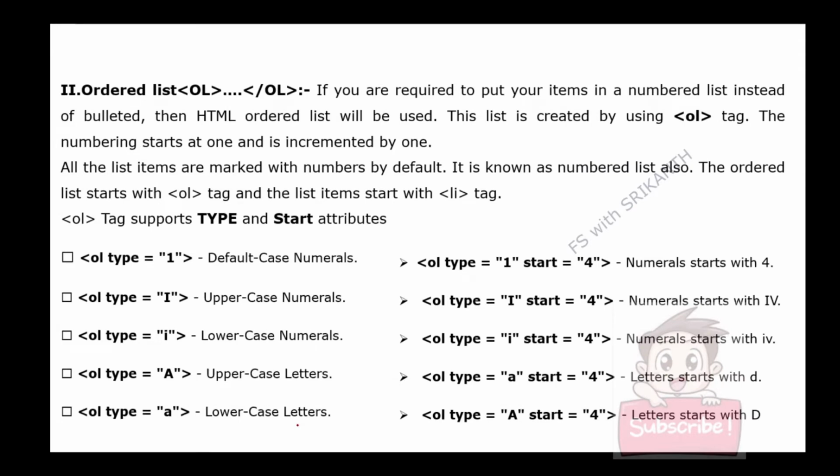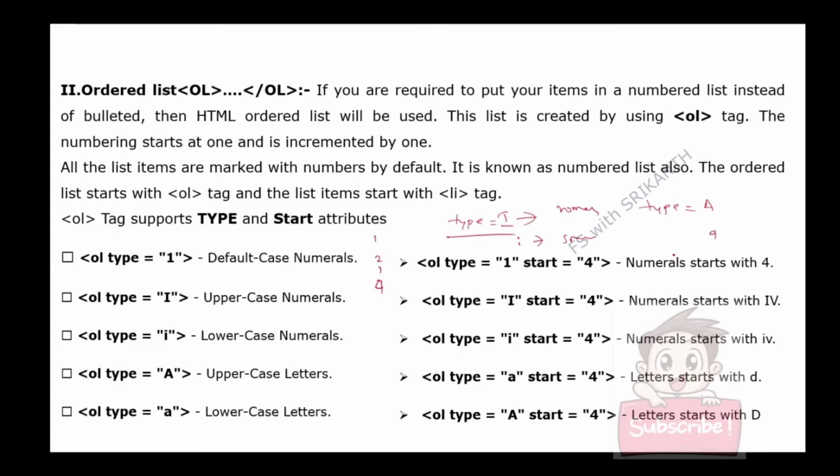By default, the ordered list prints with 1, 2, 3. This way it will be printed. Suppose you want to print a list of items in Roman numbers. You can use the type attribute. If the type attribute value is capital I, it indicates Roman numbers, and if you use small i, it indicates small Roman numbers. And if the type value is capital A, it gives capital alphabets, and small a gives small alphabets.